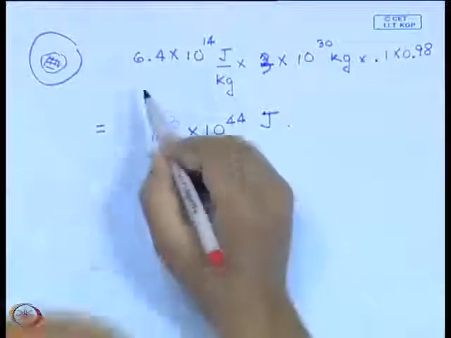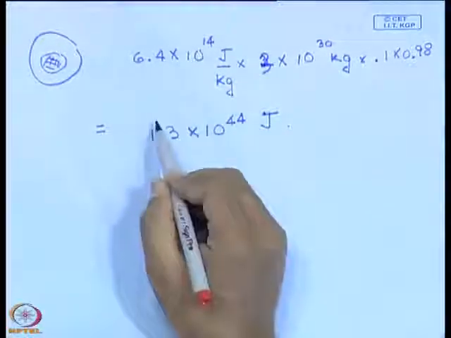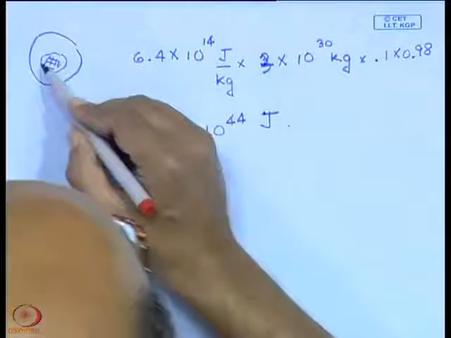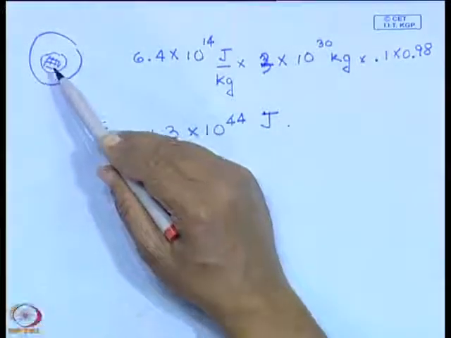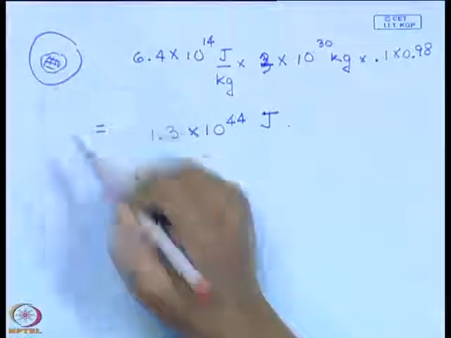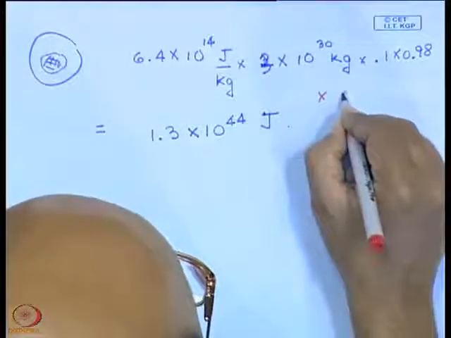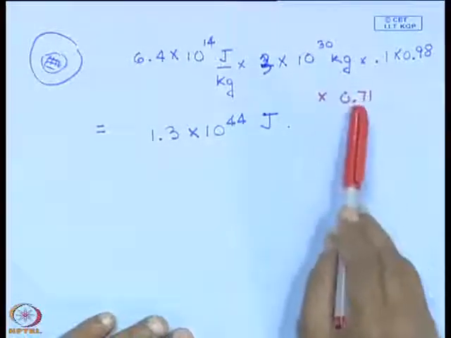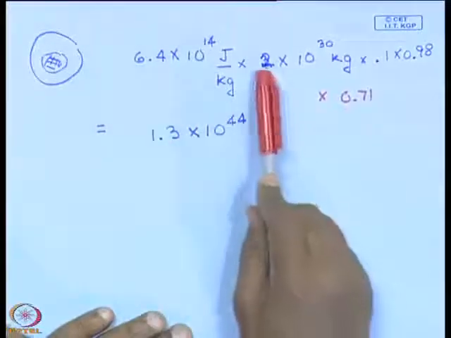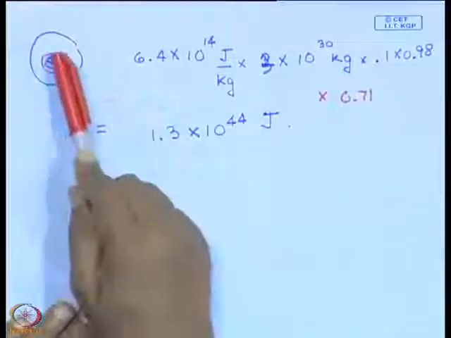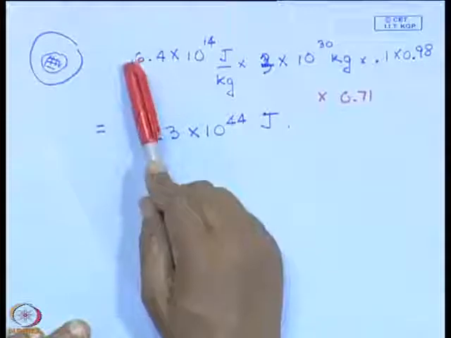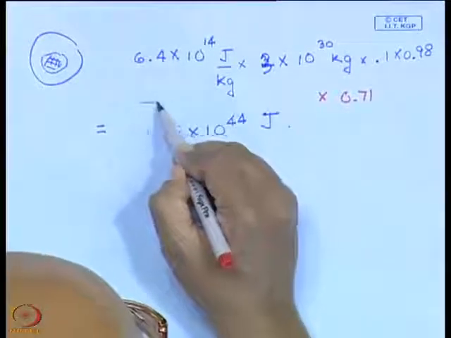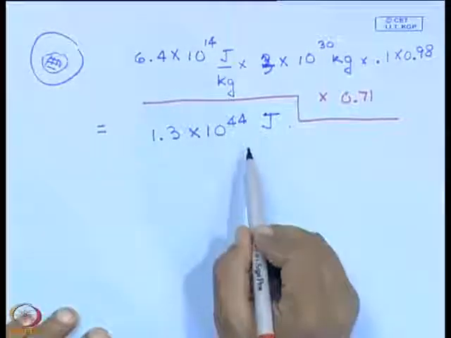So what have we done? This is the energy that will be released if we can burn 1 kilo of hydrogen. The mass of the sun is 3 into 10 to the power 30, and 10% of that in the center is going to get converted into helium, and 98% of that energy is going to get transferred to the sun. There is another factor which I should include, and that is a factor of 0.71, because only 71% is hydrogen and the rest is helium, okay. So we start with the hydrogen abundance into the mass, into the fraction that can actually get converted into helium, the fraction in the center, and the fraction of the energy that is transferred per every kilo converted. If you combine all of these factors, you will get 1.3 into 10 to the power 44 joules, okay.